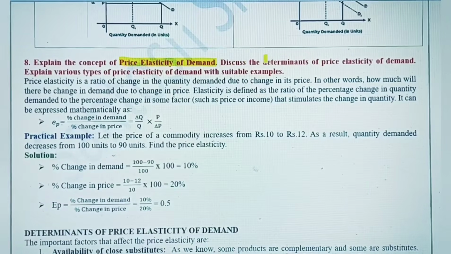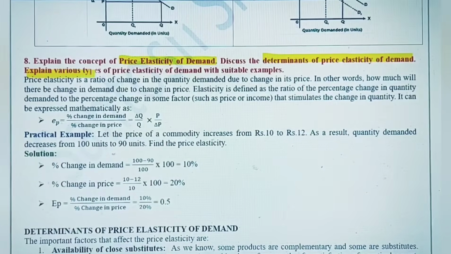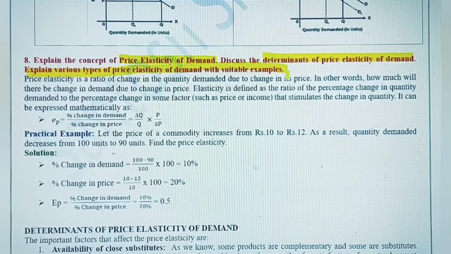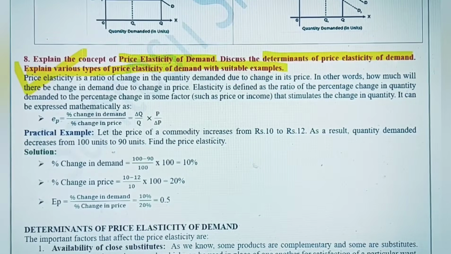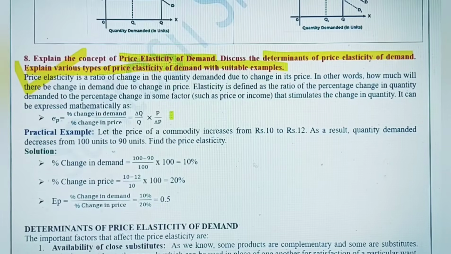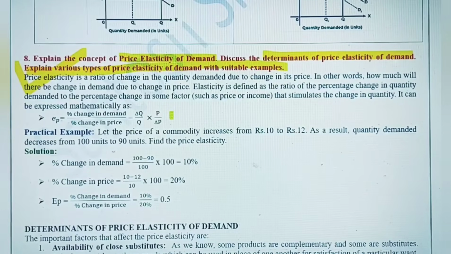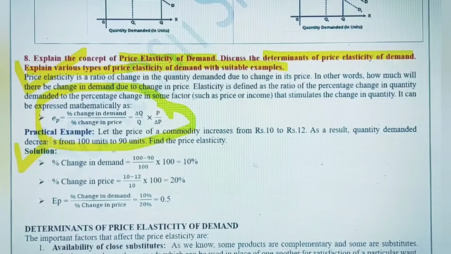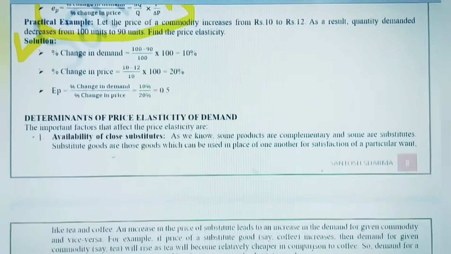Explain this concept. Write the determinants of price elasticity of demand and explain the various types of price elasticity of demand along with suitable examples. Very good question. A lot of the time it comes in the exam. As we know, the degree of change in the demand due to change in price is called price elasticity of demand. You can write this formula. You can give a practical hypothetical example of this, and then the determinants of price elasticity of demand.